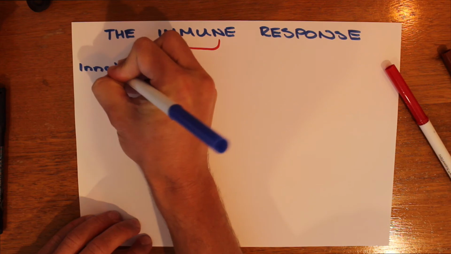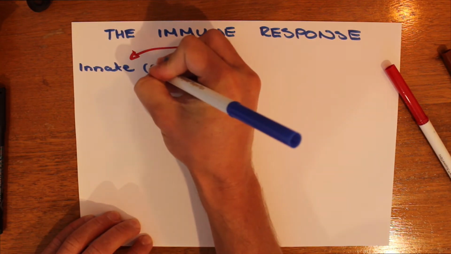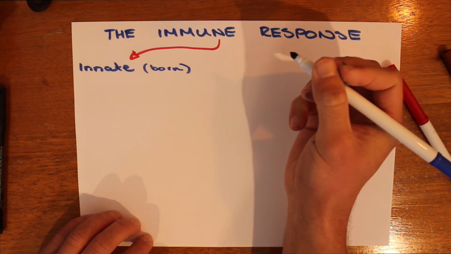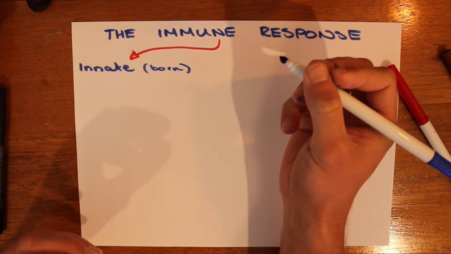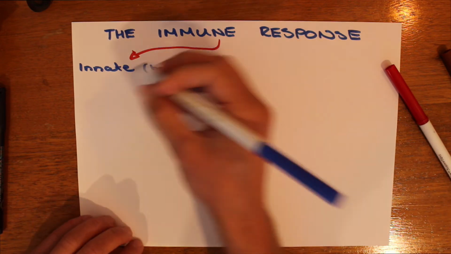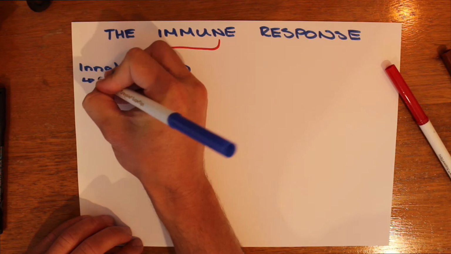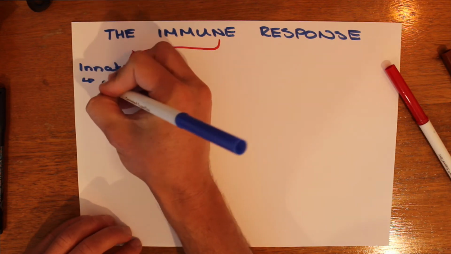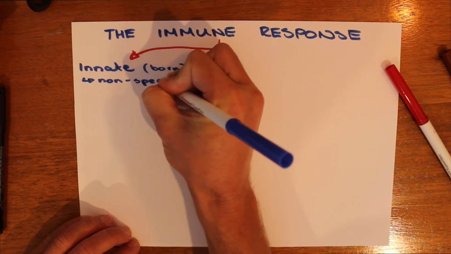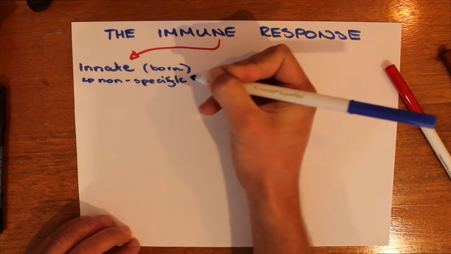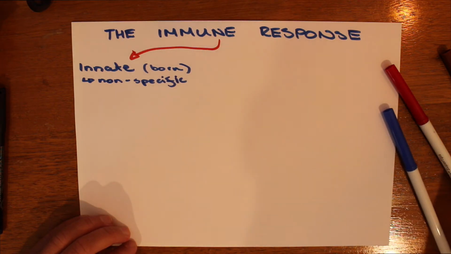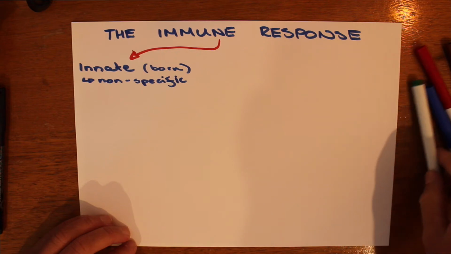Innate means it's something that we're born with, and it doesn't matter what type of pathogen or infection is trying to enter our body. It doesn't matter what type it is, it's going to be the same response regardless. So it's also called the non-specific response. And there are a few components to this.